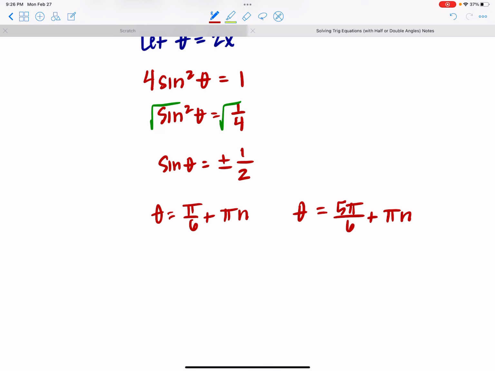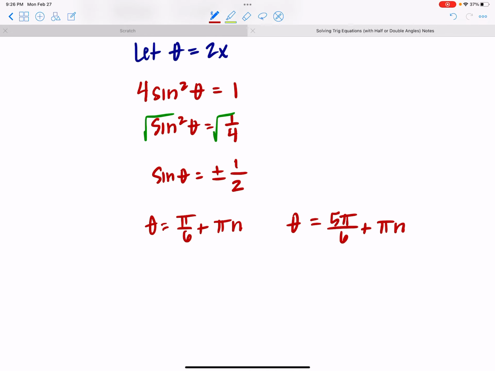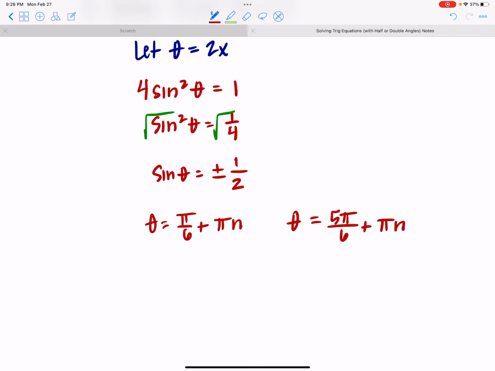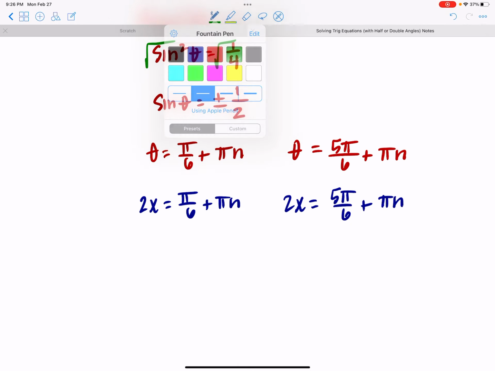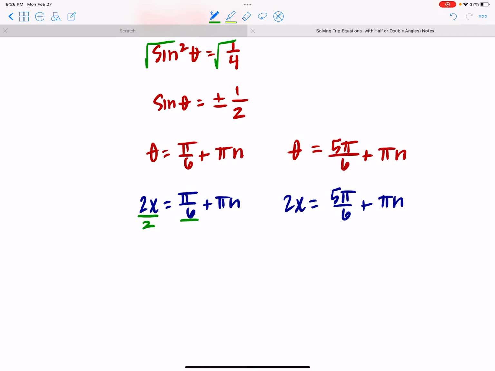Now, again, if we were solving for theta, we would be done. But we're not solving for theta. We let theta replace 2x, so now let's replace theta with 2x. So this means 2x is going to equal pi over 6 plus pi n. And then again, 2x is going to equal 5 pi over 6 plus pi n. So if I want to solve for x, I have to get rid of the multiply by 2, which means everything is going to be divided by 2, including the pi n.